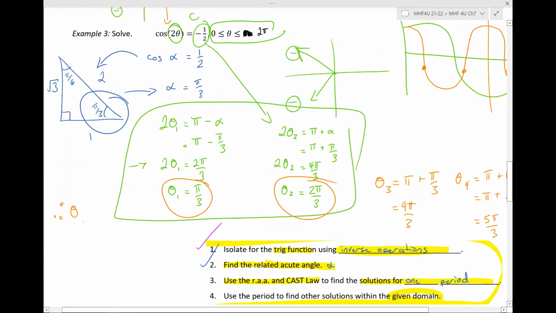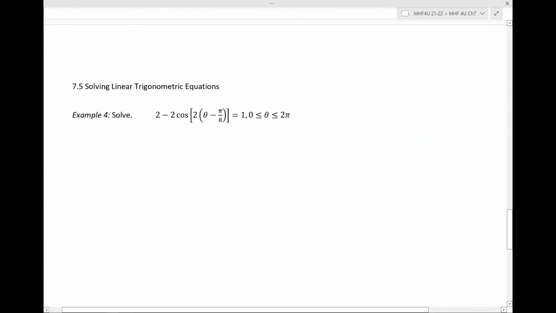Therefore, theta is equal to pi over 3, 2 pi over 3, 4 pi over 3, or 5 pi over 3. Okay, well done, folks. If you were able to follow that, that's great. If you were not, that's okay. We'll get there. All right, looking then at example 4.